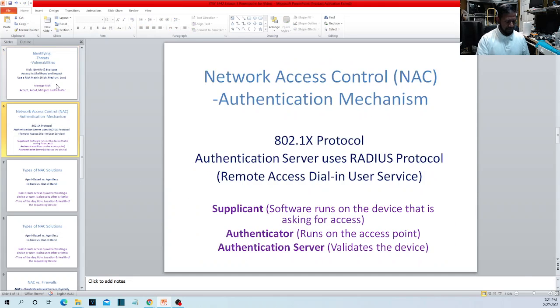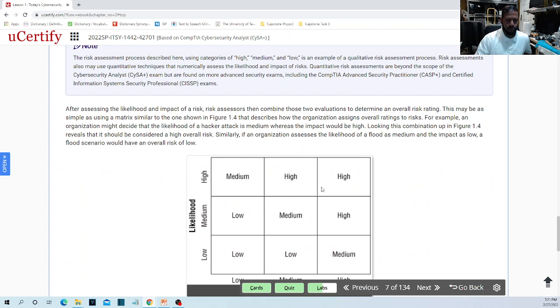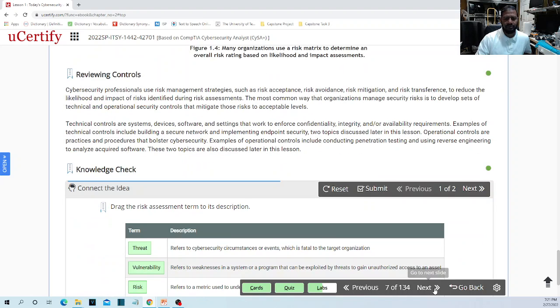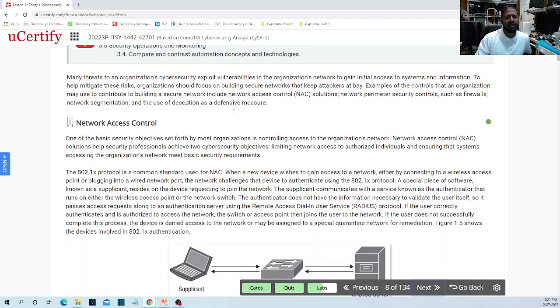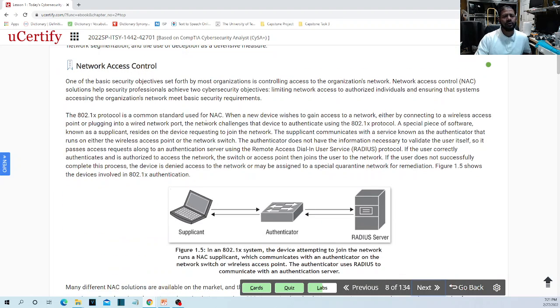Identifying the risk. Okay. Now, we're talking about network access control. So let's look at our courseware again. Next topic. What is access control? Building a secure network. Of course, we want to secure our network. And what is NAC? NAC, Network Access Control.